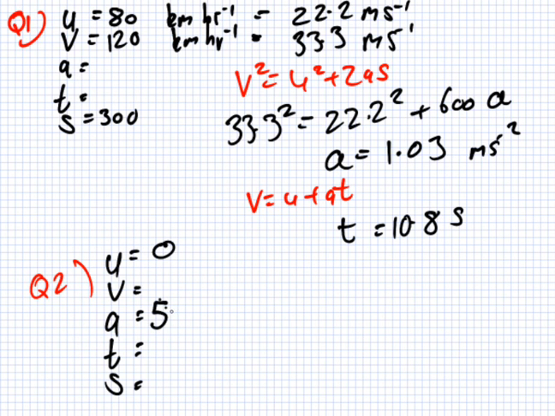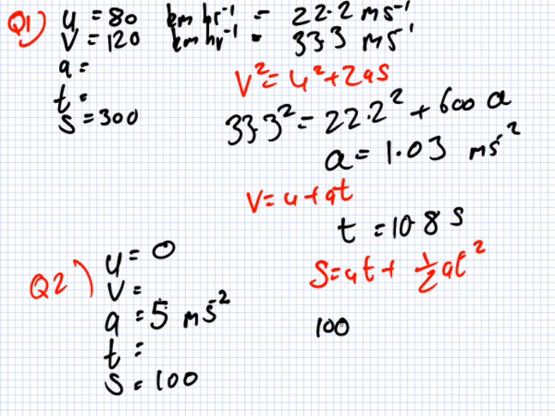To get the time, I'll use V equals U plus AT. So I have 33.3 minus 22.2 divided by, what's wrong? I used 120, but that's kilometers per hour, and I changed it to 33.3. Oh my goodness, you're right. I didn't even realize. Why didn't you say something? Okay, very good.